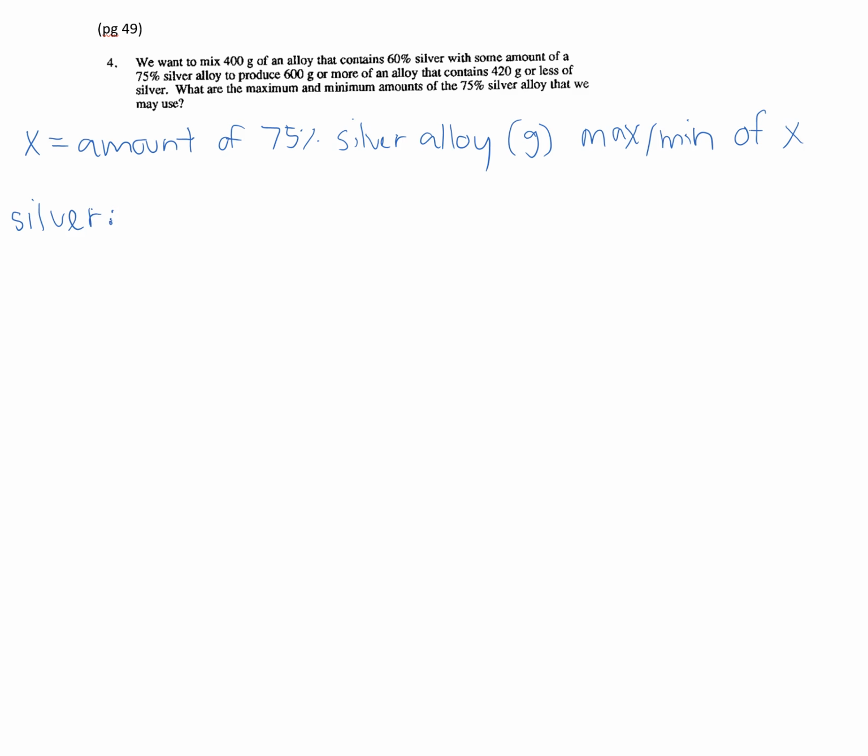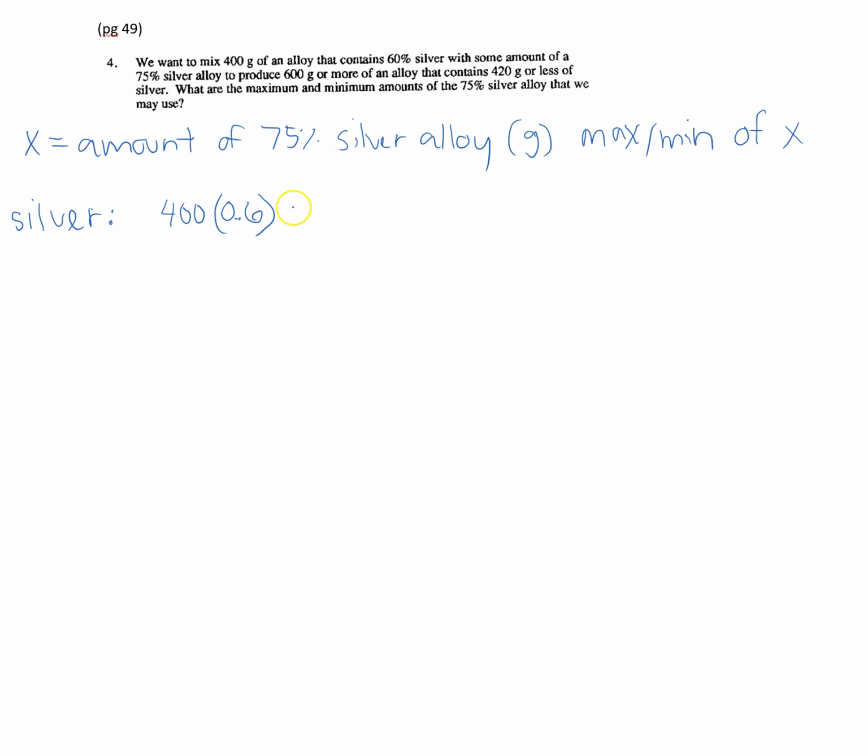Okay, so if we have 400 grams of an alloy that's 60% silver, to find the amount of silver, that's going to be 400 times 0.6. I'm just leaving out the grams in these expressions to make them simpler, but all the units in these inequalities are going to be in grams. So that's 60% of 400 grams, the grams of silver we have from that first alloy.